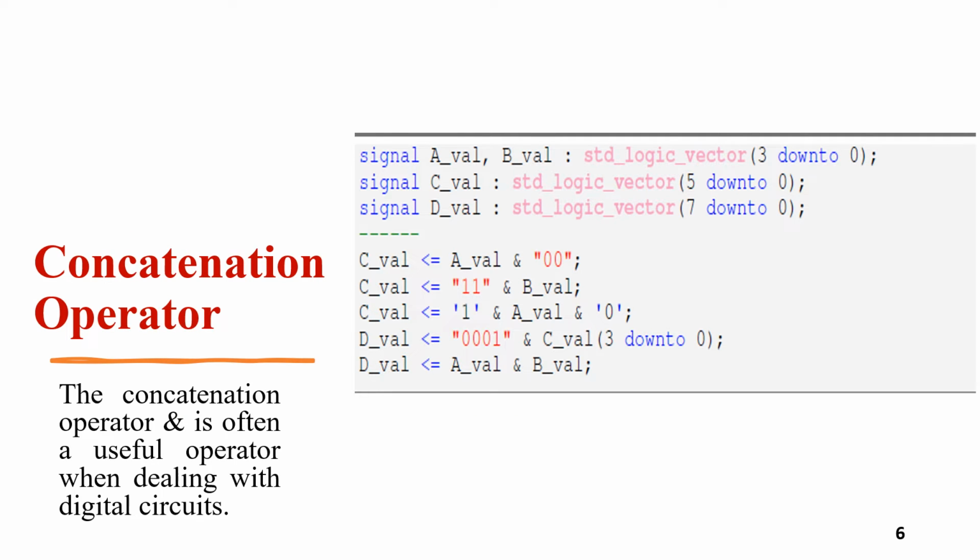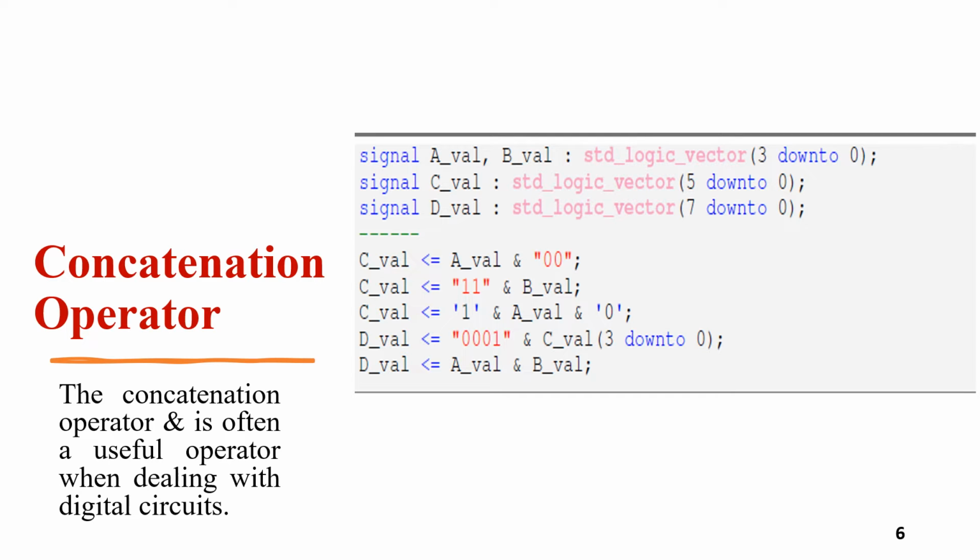The concatenation operator, or ampersand, is often a useful operator when dealing with digital circuits. For example, first of all, we have to define all signals or variables, and then we want to assign something to them. In the next slide, I will tell you how we can define signals or variables.